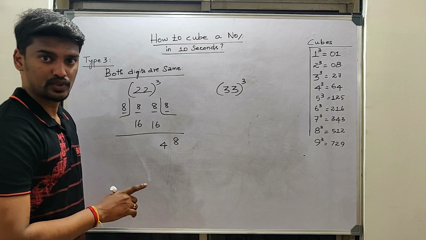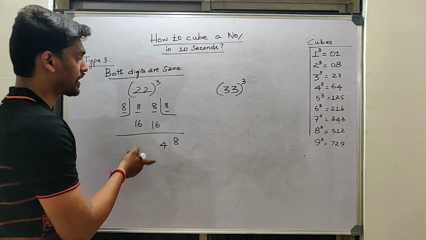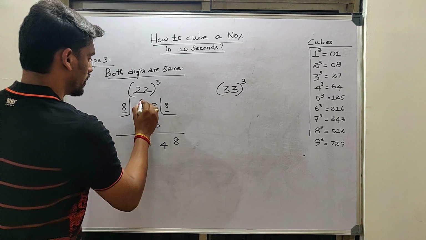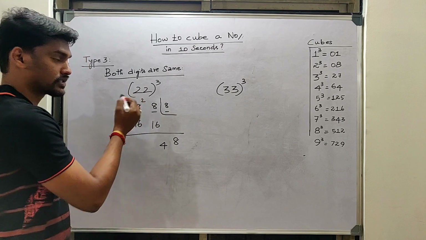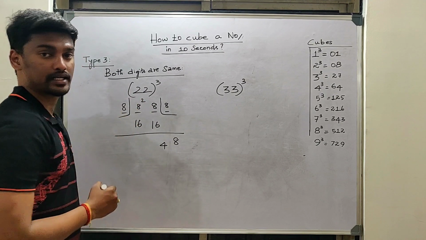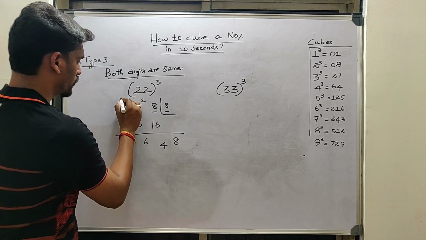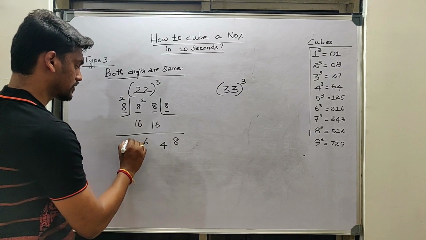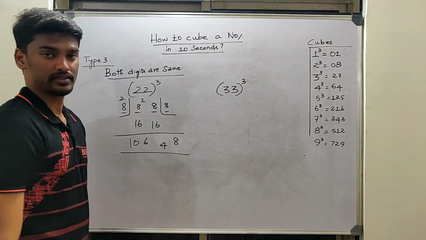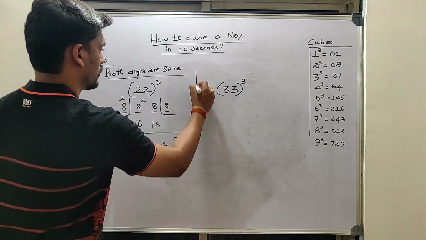4 you have to write. Always you should write only the unit digit. The tens digit will be carried over to the next term. So we have to write 2 over here. So 8 plus 2 it is 10. 10 plus 16 it is 26. So 6 over here and 2 over here. So the answer for this question is 10648.